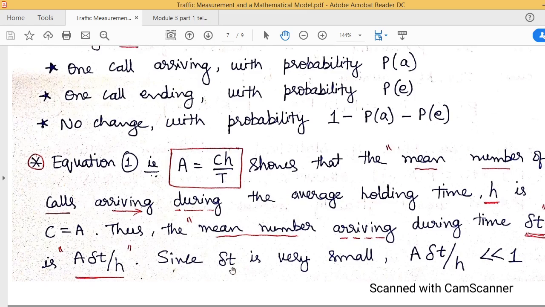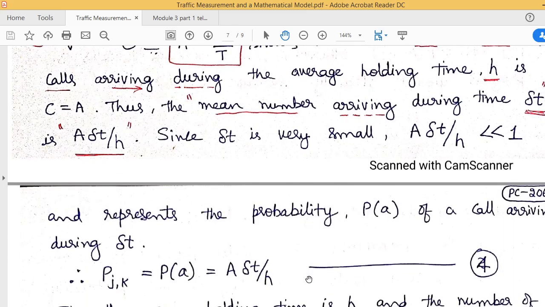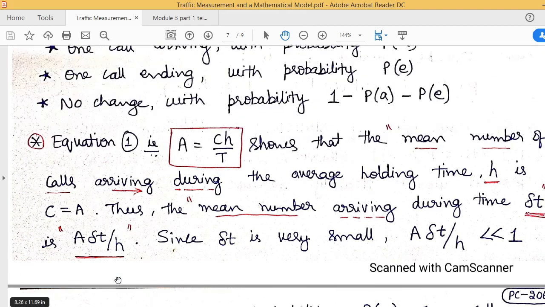Since delta t is very small, A times delta t by H is assumed to be very small compared to 1. So this value is very smaller than 1. And this represents the probability of occurrence, or probability of call arrival, P of A, of a call arriving within this time duration delta t. So probability of call arrival is nothing but P of j comma k.